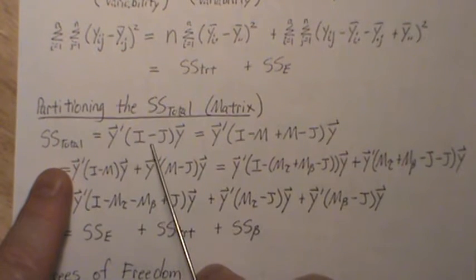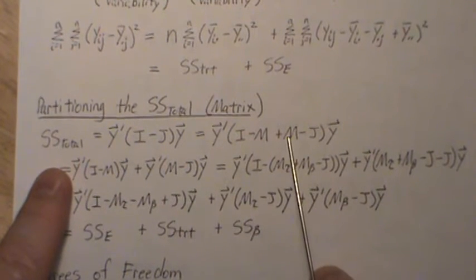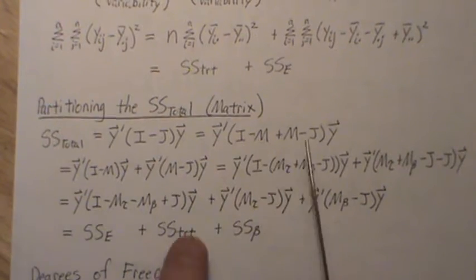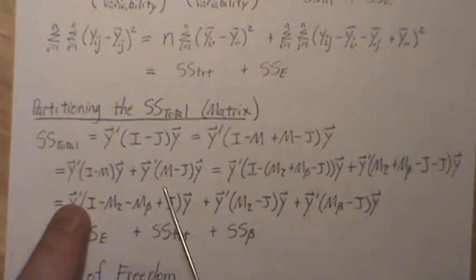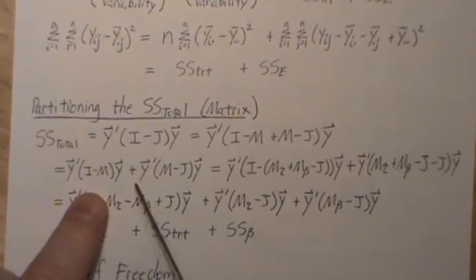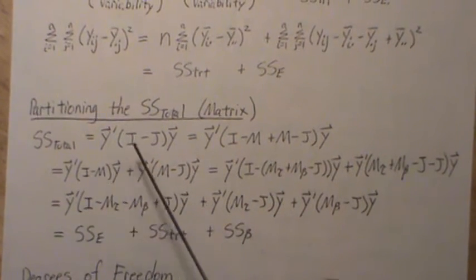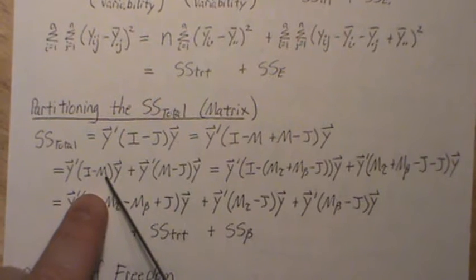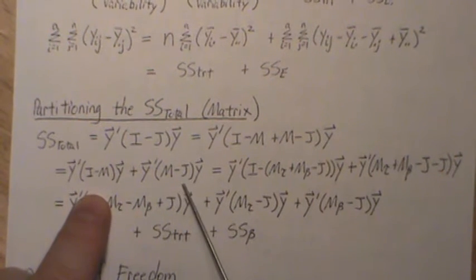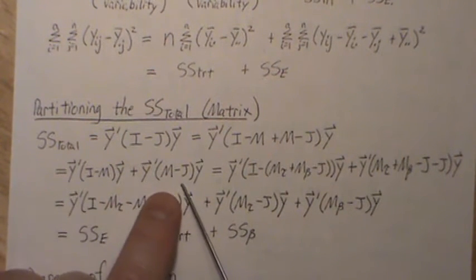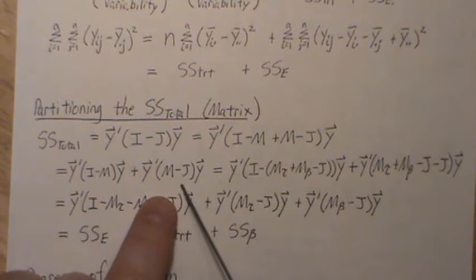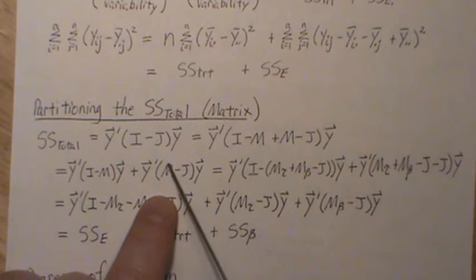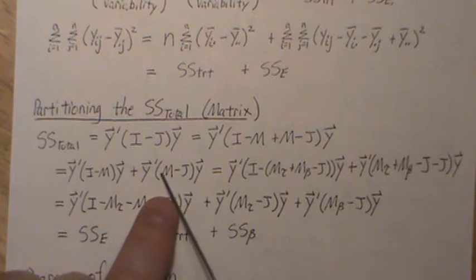Now if we add 0 to this, add M and subtract M, then we take the y into each of those. And this is actually I minus M. This is always the error term, so that's finished. Now this piece contains the between subject and the treatment sum of squares.